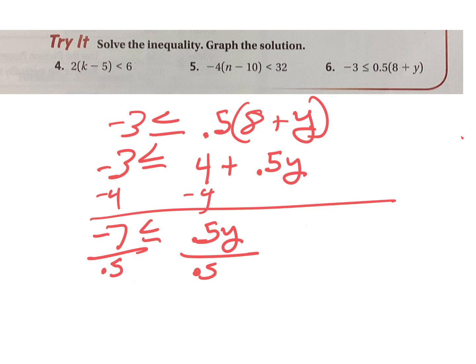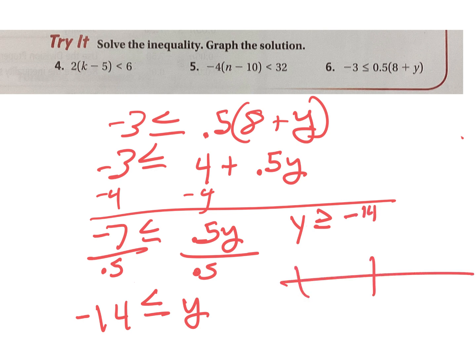And when I do that, it's going to get me negative 14, because it's a negative divided by a positive, less than or equal to y. Now I'm going to flip that around. I want to have y on the left side. Y is greater than or equal to negative 14. And if I graph that, negative 14, negative 13, negative 15. And it can be negative 14, but it's got to be everything greater than that.